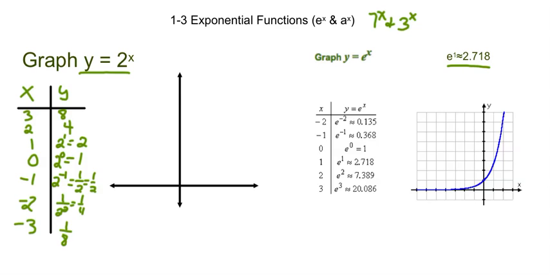If I graph this then, I'm going to go 1, 2, 3, and then the highest number I have is 8. 1, 2, 3, 4, 5, 6, 7, 8. And I get a graph of this. I'm going to start with 3, 8. 2, 4. 1 goes to 2. 0 goes to 1. -1 is 1/2. A quarter. And 1/8.